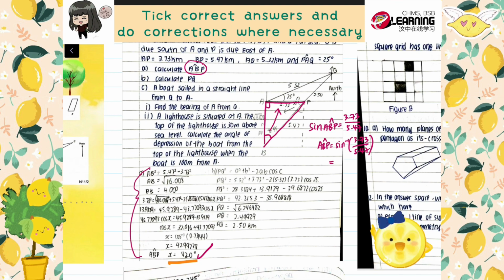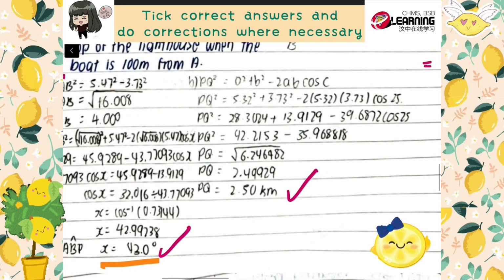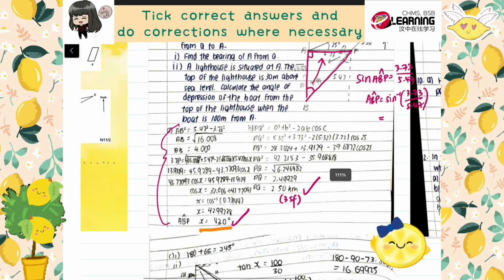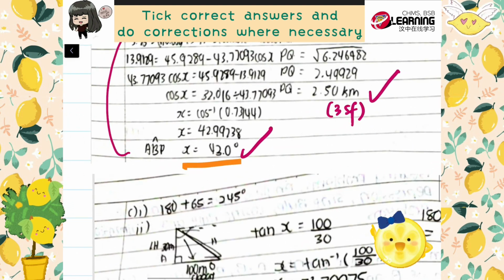And then for part B, we use the cosine rule to get the answer. This is the cosine rule, very good. The answer is 2.50 km. This one must be in 3 significant figures. Please double check your work again. And for C part 1, this is how Singyi did it.